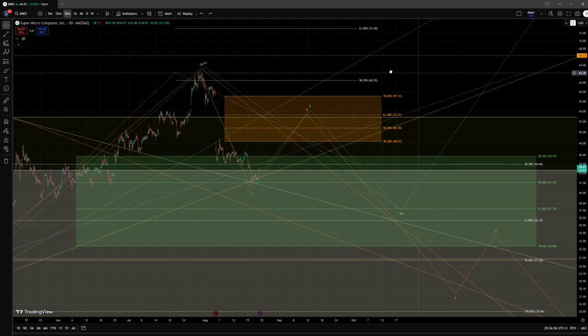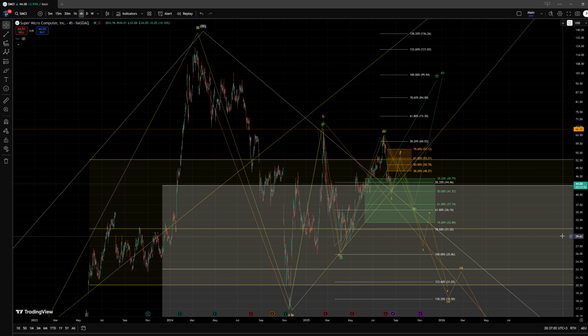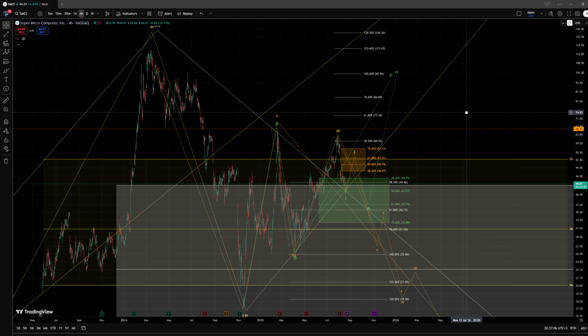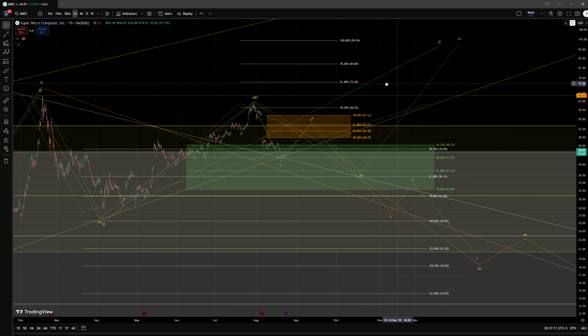For now, we are still in the support zone in green. If you are interested in entering a position here, it is in the support zone, although it is not the prettiest setup. And for now, these are the levels. This is the trade setup.